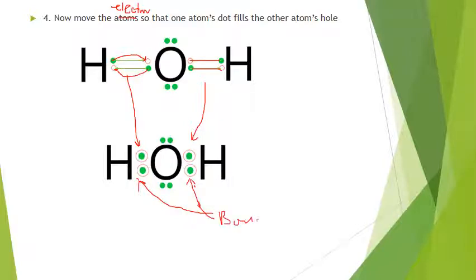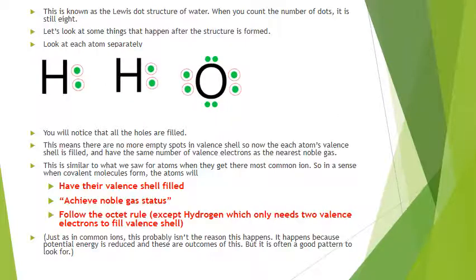Now at this step, you count how many dots you have. All the holes are filled up, so count the dots. 1, 2, 3, 4, 5, 6, 7, 8. 8 dots. And remember, I said the dots have to equal the number of valence electrons, and it is true. Let's go over that a little more. The structure we just had is called the Lewis dot structure of water. Again, we count the dots and see it's 8.